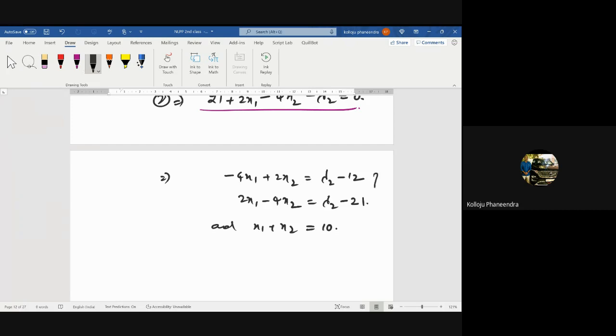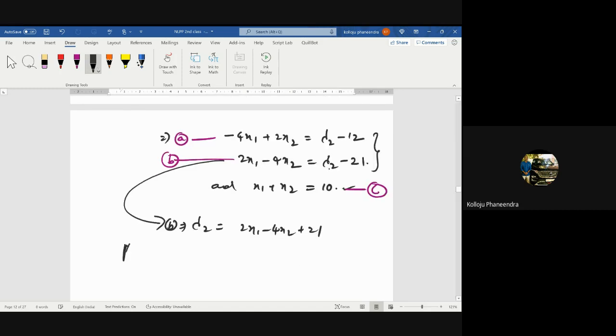One way: from these two equations, eliminate x1 and get x2 in terms of lambda 2. Otherwise, get x1 and x2 in terms of lambda 2 and substitute in this equation. That's better. I'm taking this as A equation, this as B equation and this as C equation. From B, lambda 2 equal to 2x1 minus 4x2 plus 21, right? Then put in A: minus 4x1 plus 2x2 equal to 2x1 minus 4x2 plus 21 minus 12.